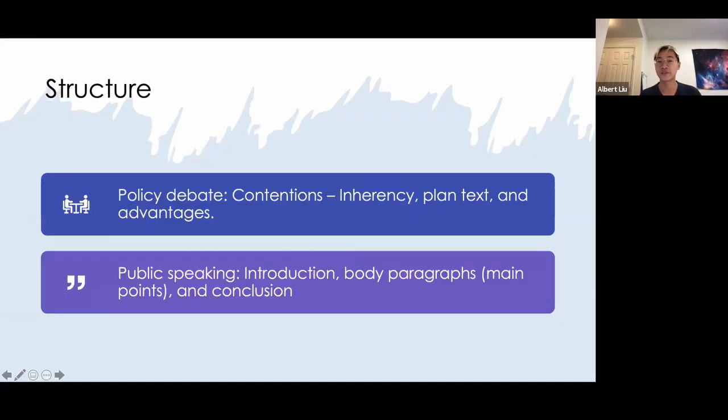So in the structure of the speech, a policy debate is focused on having a contention level structure. You have your inherency, you have your plan text, and your advantages. To public speaking, that's all jargon. Keep in mind that your audience, once again, is a judge, a layperson who is not familiar with the kind of jargon. So instead, you're going to have an introduction, body paragraphs, and a conclusion similar to any high school essay.